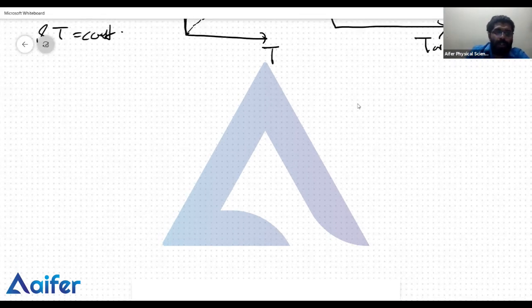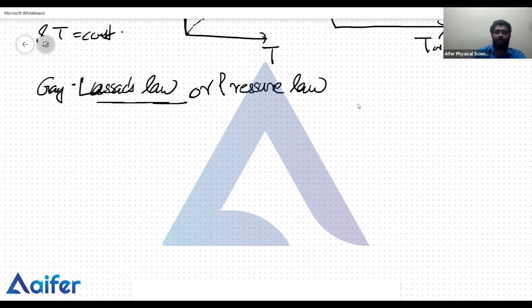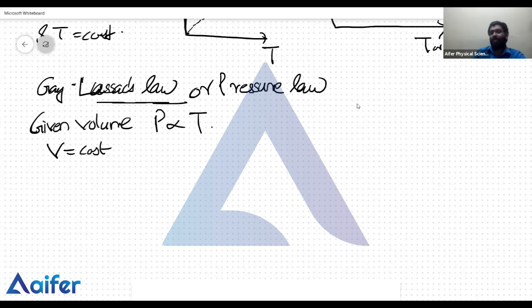Now, the third law, which is Gay-Lussac law, or pressure law. So what does the law say? For a given volume, we are fixing V, V is constant. The pressure of the gas is proportional to temperature. This is the idea of this law.